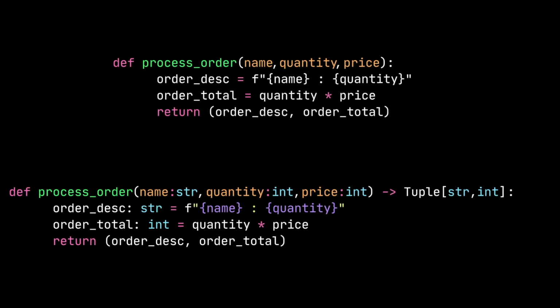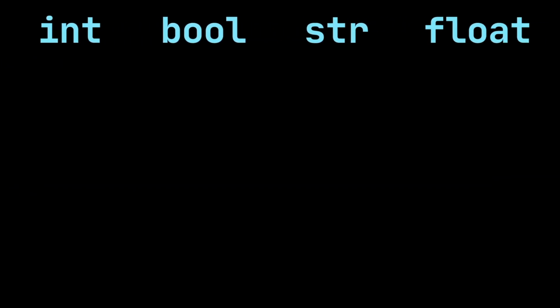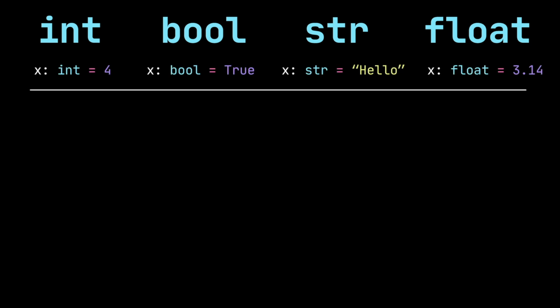Adding type hints to a function doesn't change the behavior of the function. It makes it more readable for developers by indicating exactly what the function expects and what it should return. The bottom function is now able to be used in a static type checker, like mypy. We can add type hints for each of the basic data types, integer, boolean, string, and float, by adding a colon after the variable name, followed by the data type.